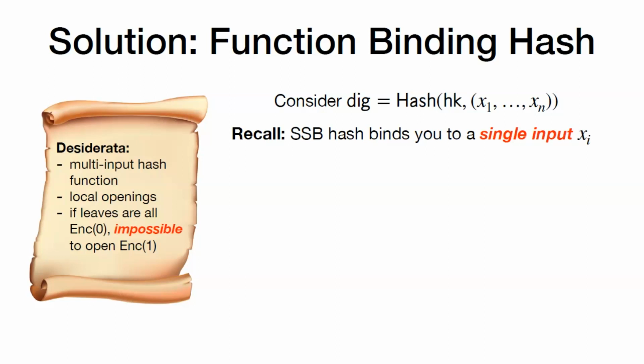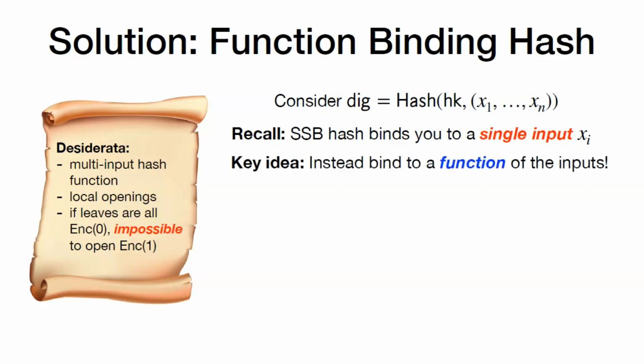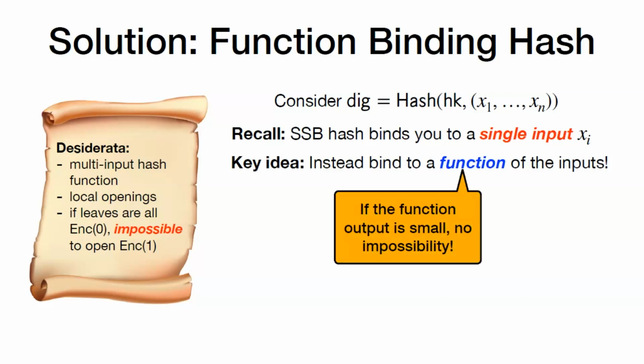And the reason that SSB hash only looks at a single index at a time is because if you want the hash function to be compressing, you can't be statistically binding on larger than the size of the hash. So our key idea is instead of binding just a single input of the function, we're going to bind to a function of the inputs. And in particular, if the output of the function that we're binding to is small, then we don't get any impossibility, and this should potentially be possible.